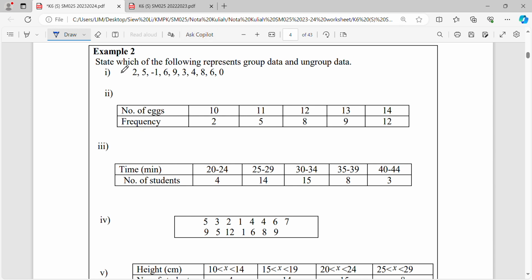State which of the following represent grouped data and ungrouped data. Number one, they list out like this. It will be the type of ungrouped data.